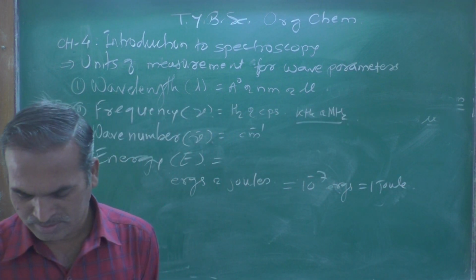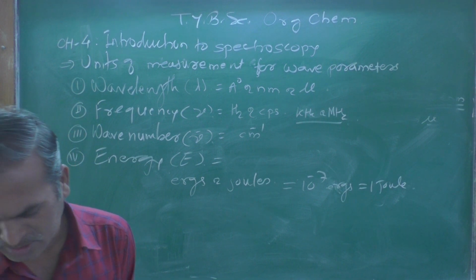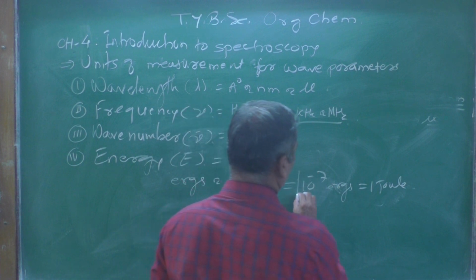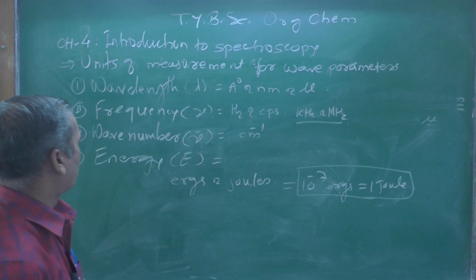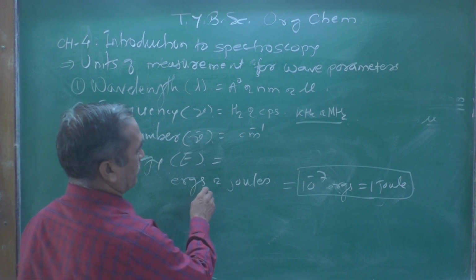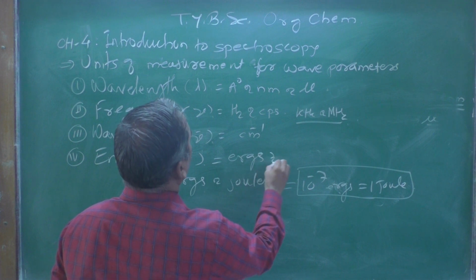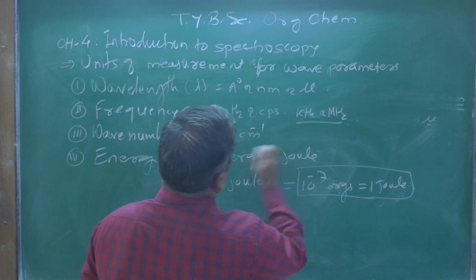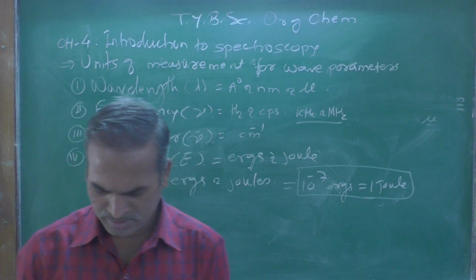Remember this equation, 10 raised to minus 7 erg is nothing but 1 joule. So this is the relationship between the units of energy, which is represented by ergs or joules. So remember, these are the units of energy.